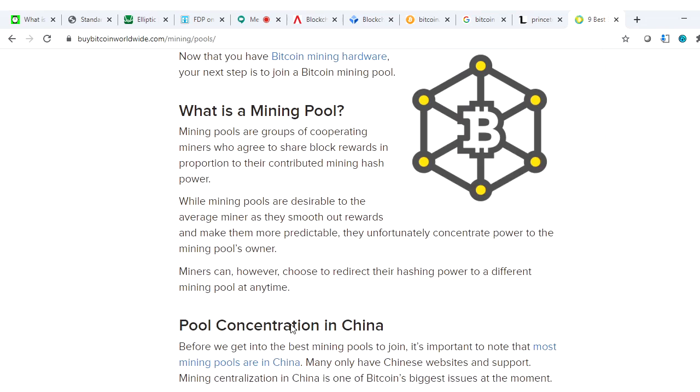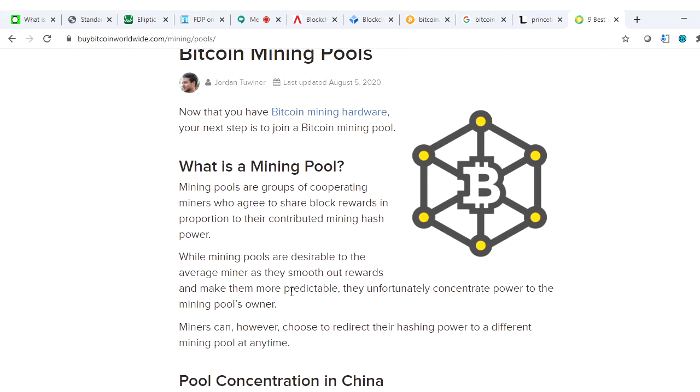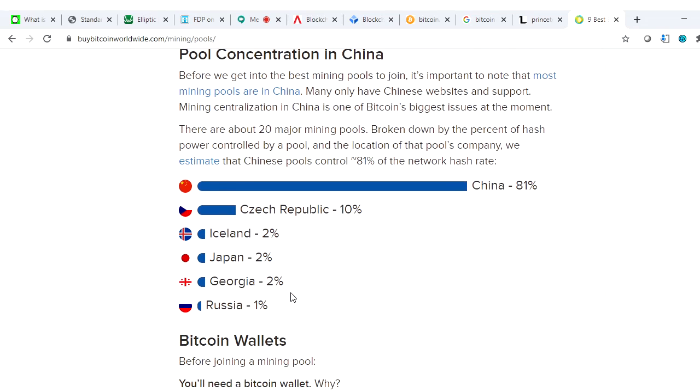You look at here, many of the mining pools are concentrated in China. It was very surprising that China has around 81% of the mining pools. Czech Republic 10%, Iceland 2%, Japan 2%, Georgia 2%, Russia 1%. But you look at it, China is almost leading these mining pools. So this is the pool concentration in China.